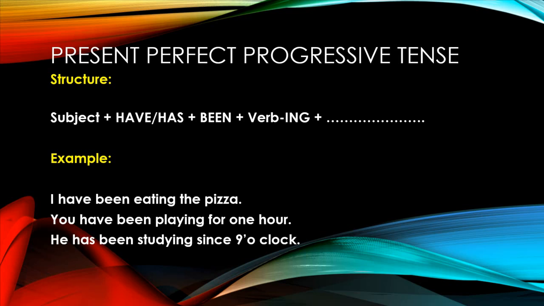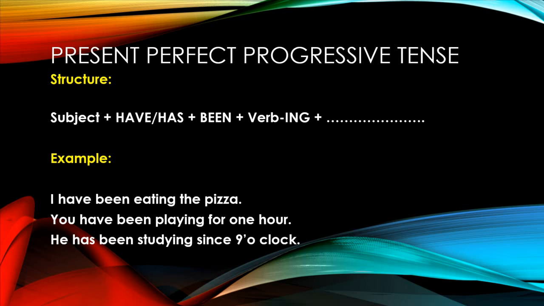I have been eating the pizza. That means you are still eating the pizza. You started in the past, but you're still eating it, which is a continuous or progressive manner. Next example, you have been playing for 1 hour. That means in this sentence you're still playing in the continuous term. You started in the past, but you're still continuing it.